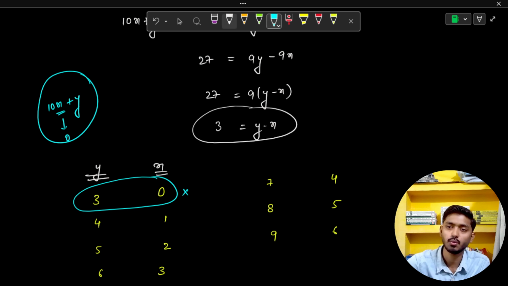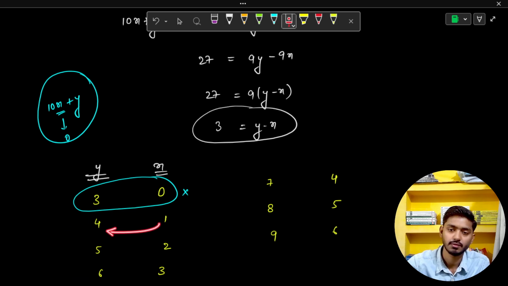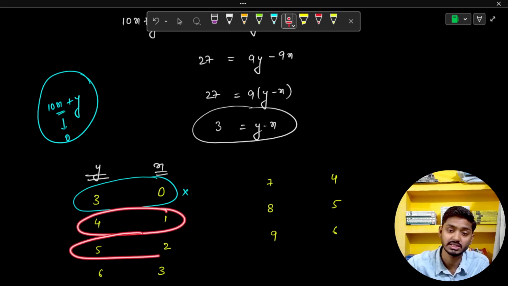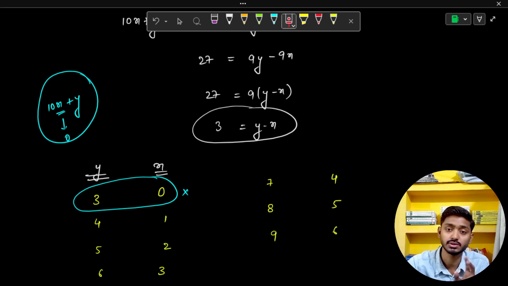Now we are left with 6 possible prospects. That is 14. Remember, we are not going to say 41 because the number is 10x plus y. We'll say 14, 25, 36, 47, 58 and 69. These are the possible numbers which, when reversed, increase by 27.